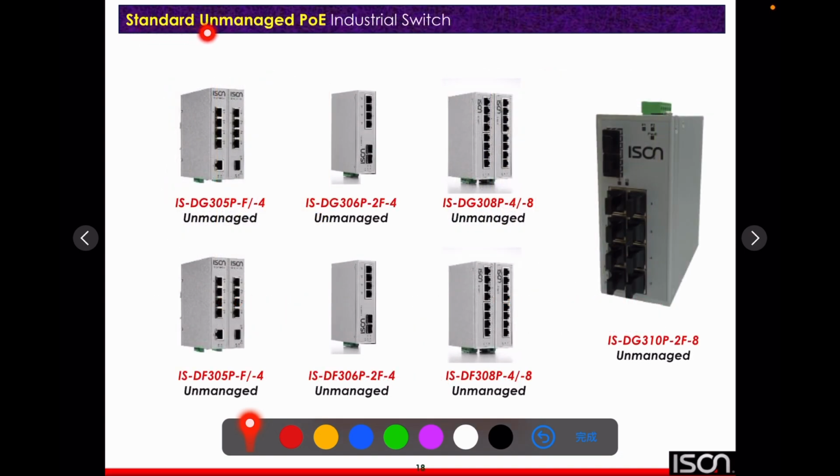Standard Unmanaged PoE Industrial Switch. The 300P series provides an easy-to-use, plug-and-play and at least 4 ports or 8 ports PoE output switches, with gigabit ports or fast Ethernet ports.